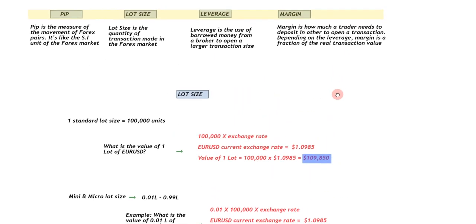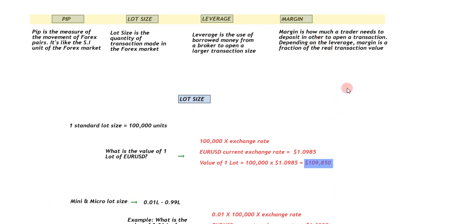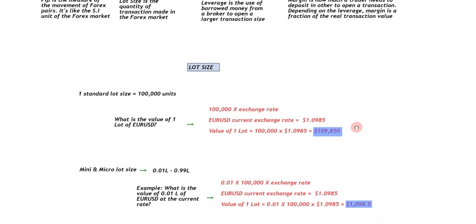That takes us now to margin. Margin is how much a trader needs to deposit in order to open a transaction, and it is calculated like this. That's how much you have to deposit in your account before you open this kind of trade. That money is going to be held until your trade is completed.